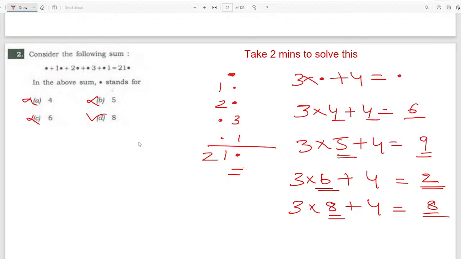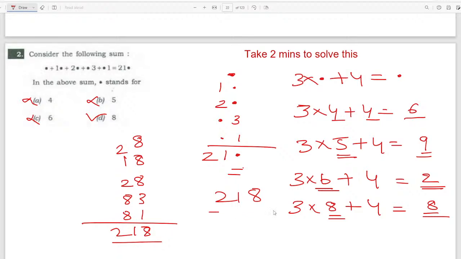So you can just check 8, 18, 28, 83, 81. This should be 218. So 8 3s are 24, 24, 25, 27, 28. 3 into 5, 5 plus 8 is 13, 13 plus 8 is 21. 218, 218. I hope this is clear.